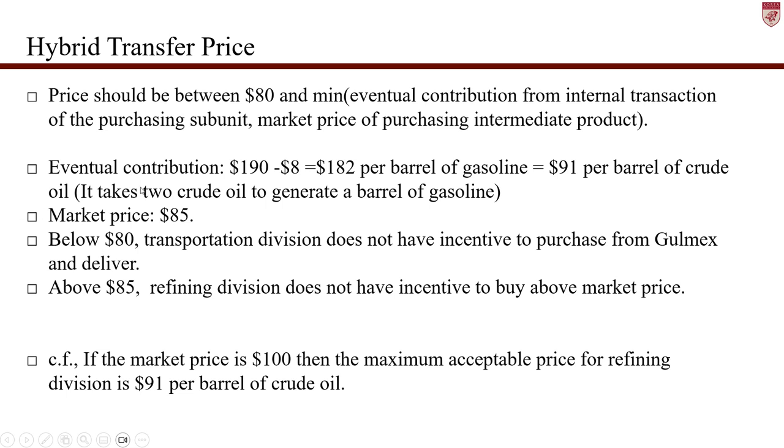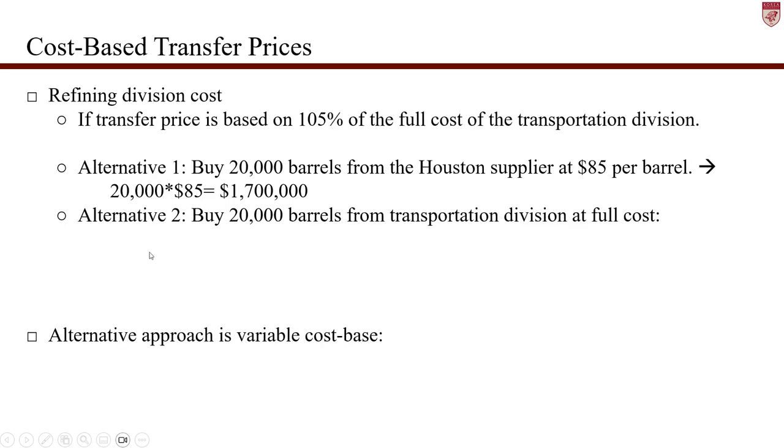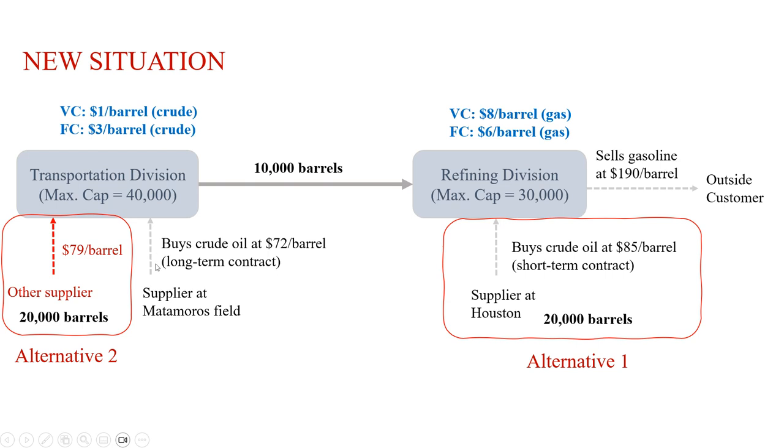Last is the hybrid transfer pricing. Hybrid transfer price has a range, right? Usually, now we're gonna be using this second scenario example throughout. Okay.